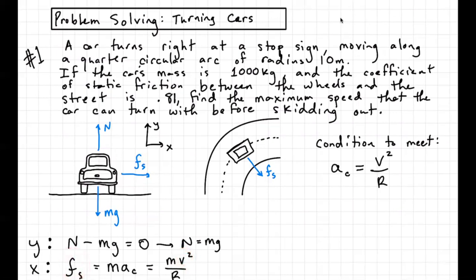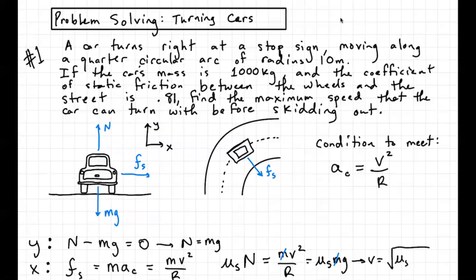So the maximum value of the static friction will be mu_s times N, and that's going to be equal to mv squared over r. But N we already said is mg. So this is equal to mu_s mg. And so I can cancel the m's here and solve directly for v. So v will be the square root of mu_s g r.